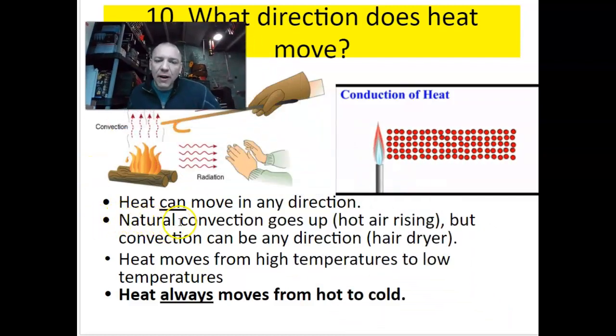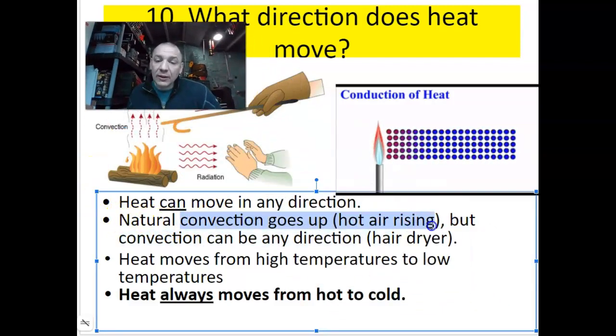Natural convection, when we have hot air rising, that can go up. But convection can be any direction, like a hairdryer. Hairdryer can blow up, down, sideways. So hot air can move in any direction. But we do know that heat always moves from high temperatures to low temperatures. So the answer we want is heat always moves from hot to cold. That's the good answer for you.